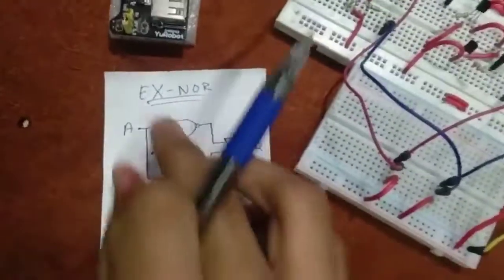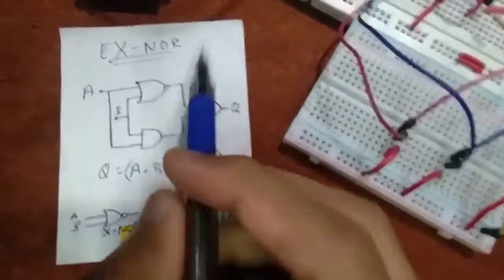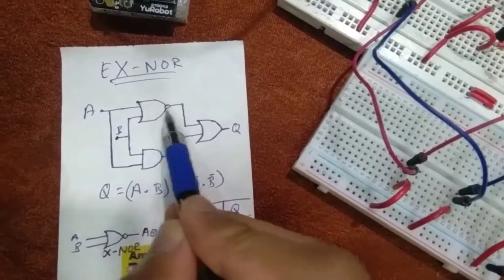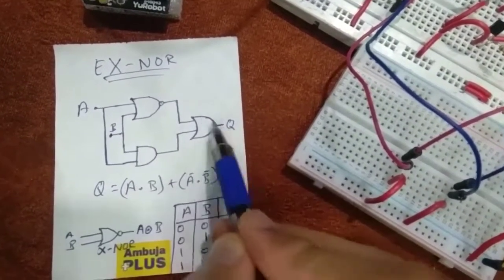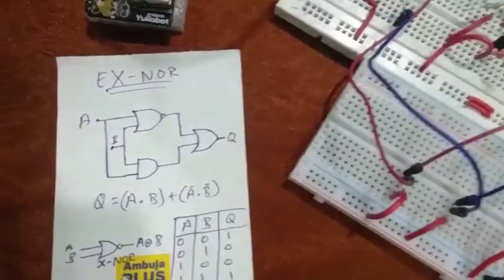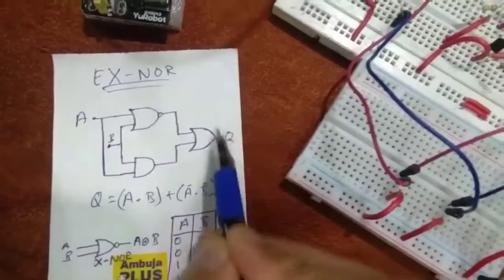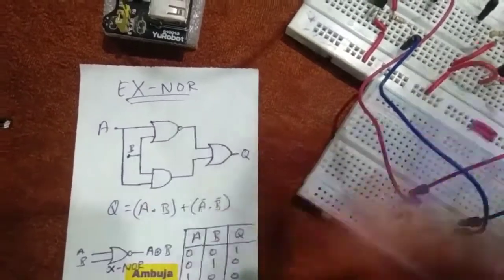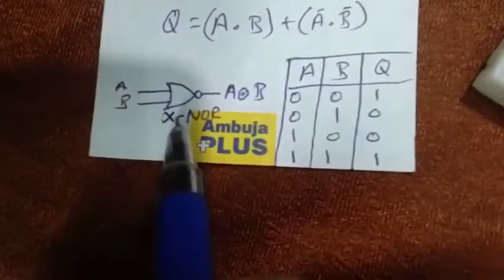We can simply say that an XNOR gate is a combination of logic gates like NOR gate, AND gate and OR gate. Combining these three logic gates, when we have two inputs and one single output, this whole logic is known as an XNOR gate, and this XNOR gate is represented using this symbol.